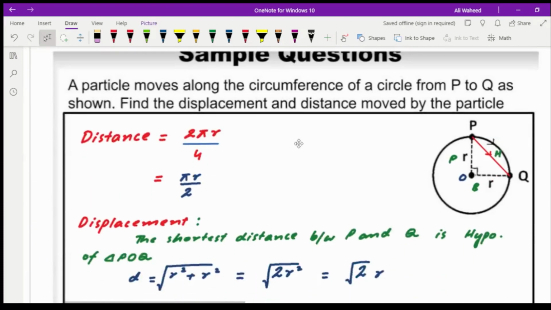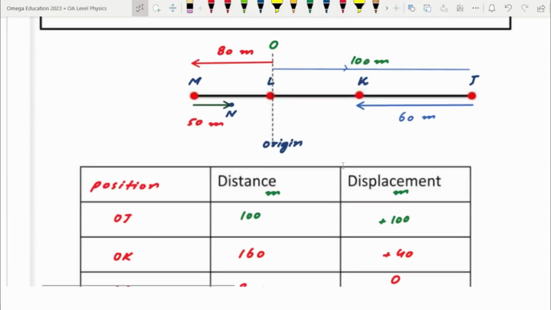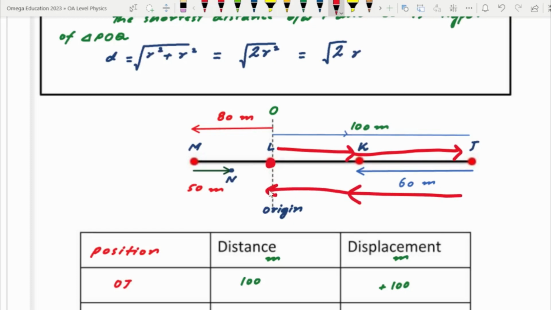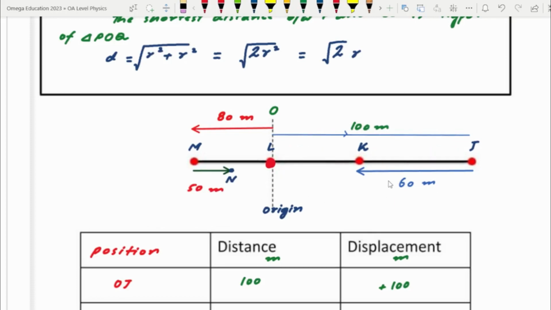Okay, let's consider another example. In this situation, this is our starting point, the origin. The motion is in such a way that first we move towards the point K, from there we move towards the point J, then we move back towards the point K, and then we go through the same point, L, then we move back to the point M, and then we get to the point N. So this is going to be the direction of motion in this diagram. And the lengths between these points are given in the diagram.